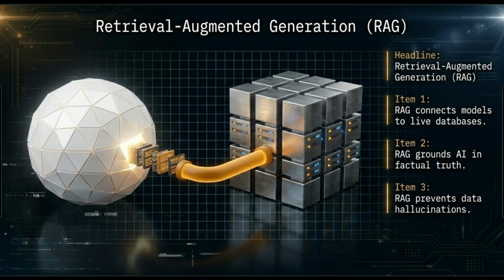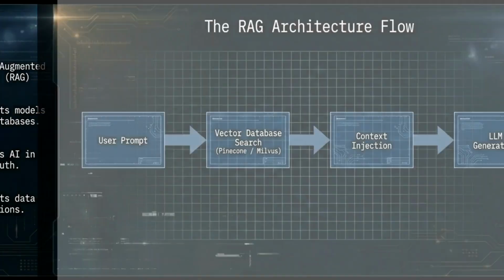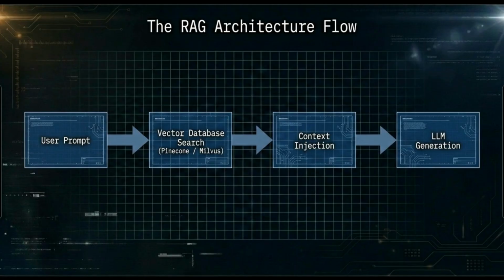RAG bridges the gap by connecting AI models to live, external databases. This grounds the AI in factual truth and helps prevent data hallucinations. The RAG architecture flow is straightforward.